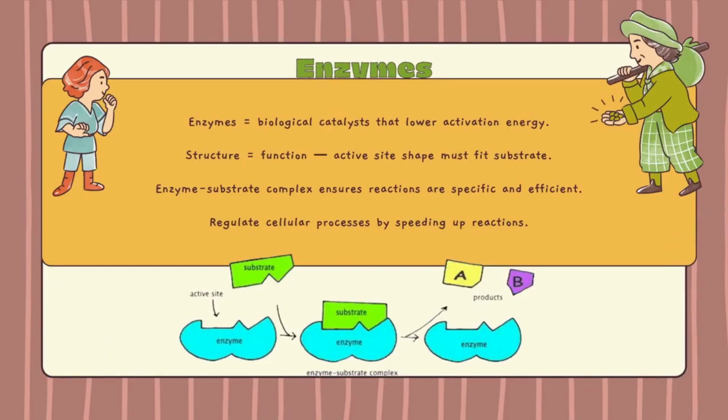Enzymes are biological catalysts, meaning they speed up chemical reactions by lowering activation energy. Their structure determines their function. The active site must perfectly fit the substrate, like a lock and key. When they bind, they form an enzyme-substrate complex, which ensures reactions happen quickly and specifically. Enzymes are essential for regulating nearly every cellular process. So you can see the process right here.